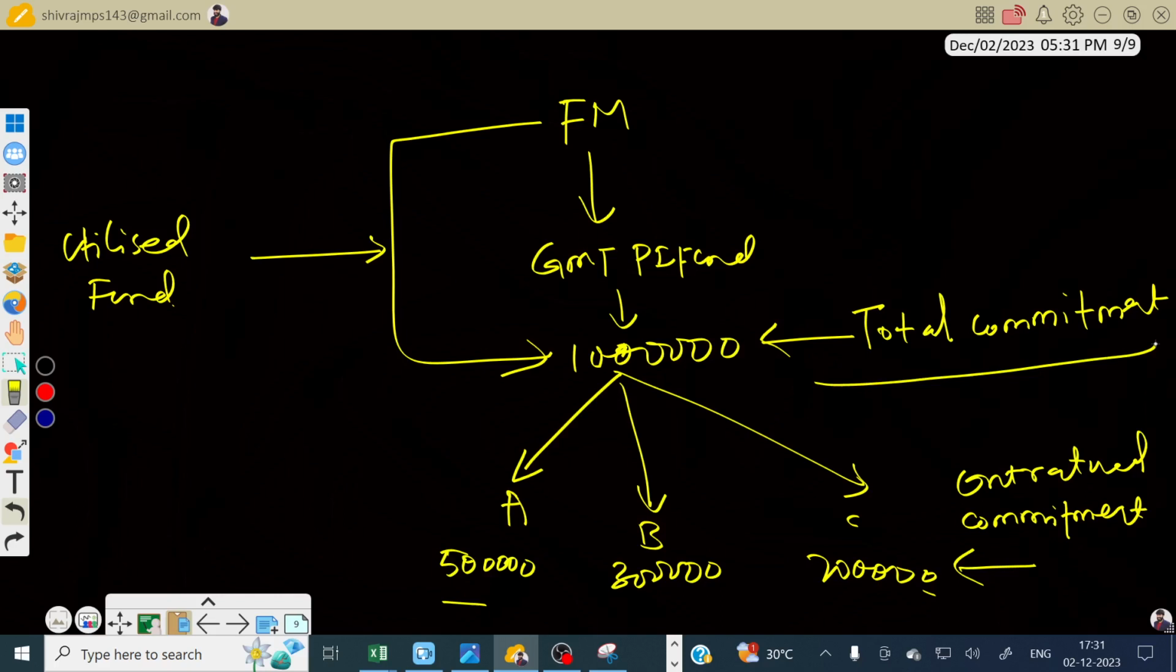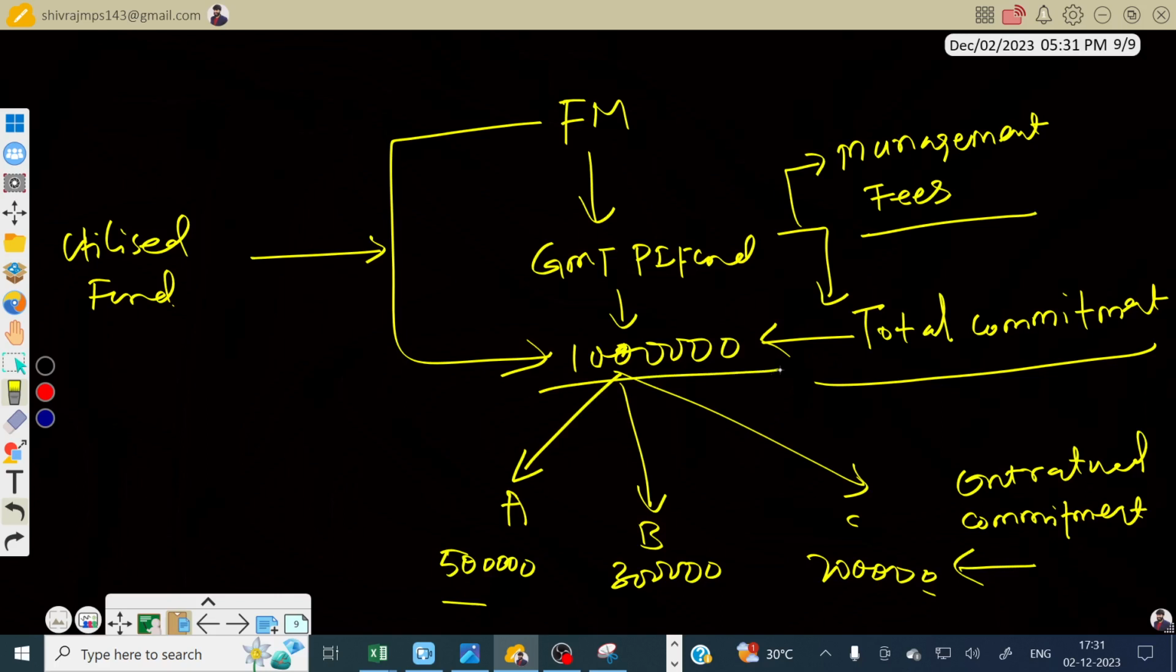Again, the fund can charge management fees. Management fees are charged on only total commitment, but this is in the initial phase. Once the deal has been closed, after that management fees will be charged on NAV, net asset value. So that's a different story. But yes, in private equity we charge management fees on total commitment, and all partners A, B, C.